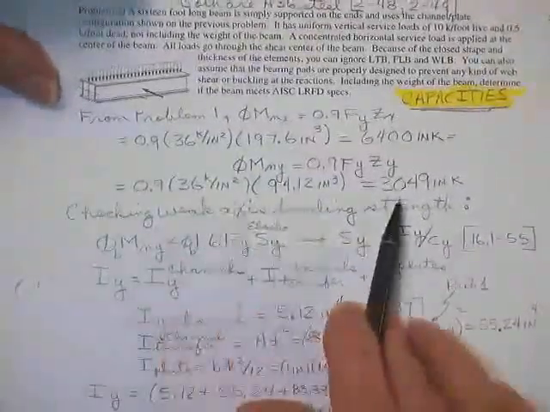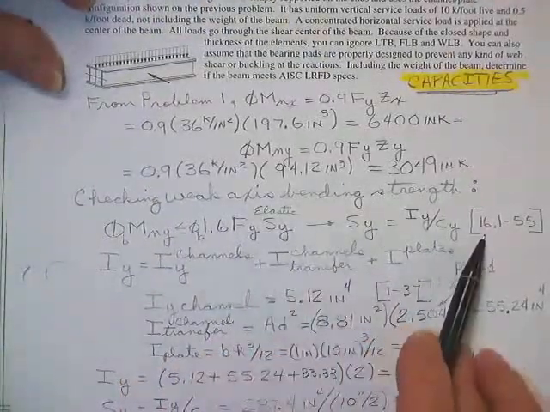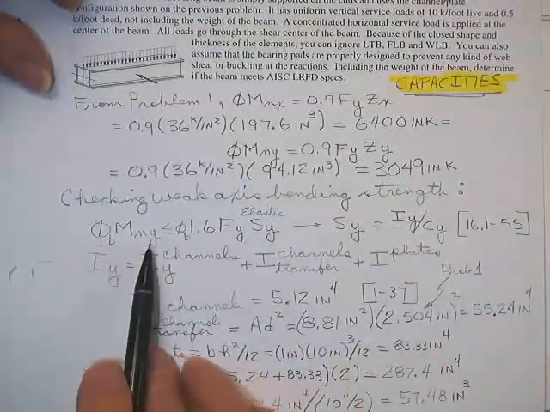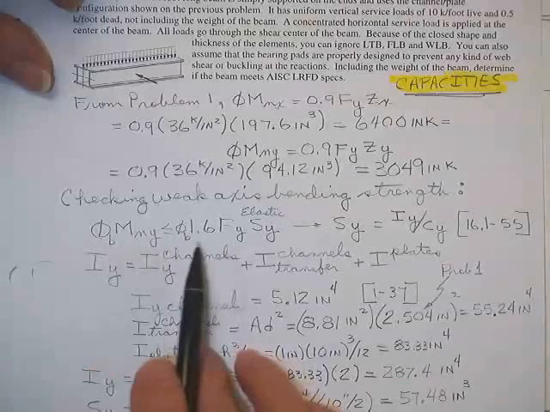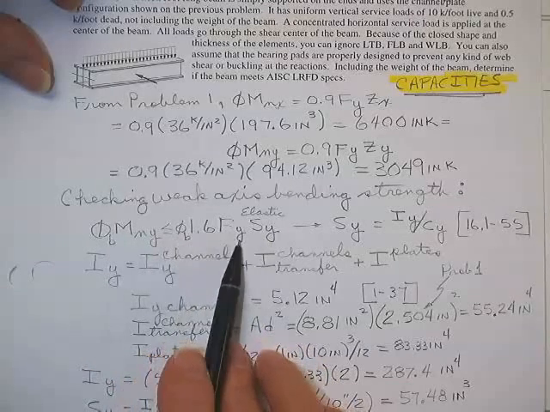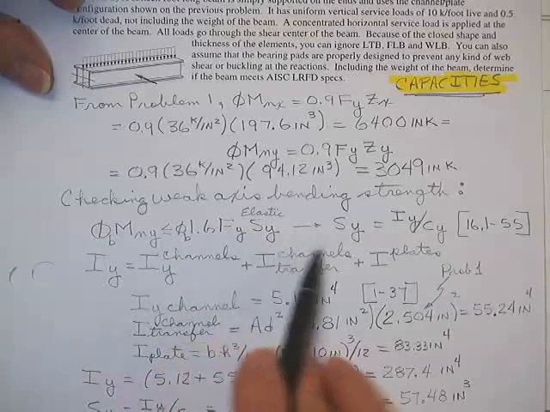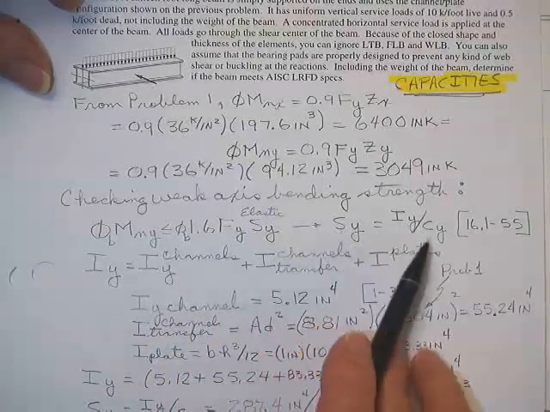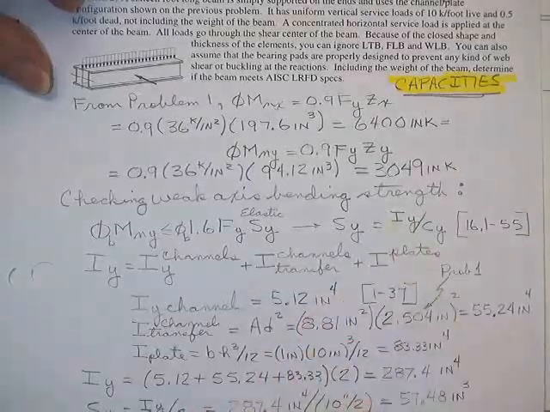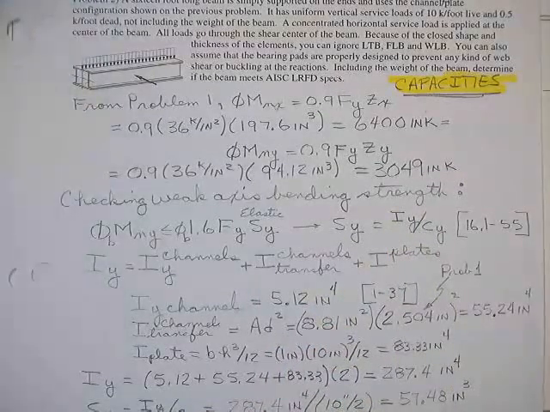Now, the weak axis bending has a little side requirement on it. It's on page 16.1-55. Not only can you not overload the beam, you can't over-deflect the beam. And it is 1.6 times the yield times the elastic section modulus. Elastic section modulus is I over C, so I am going to have to go get the elastic moment of inertia about the y-axis before it's over with.